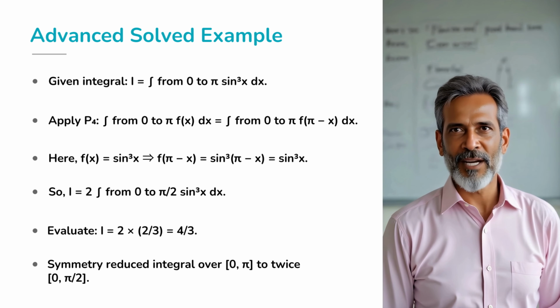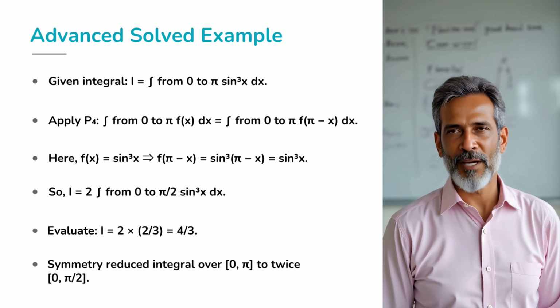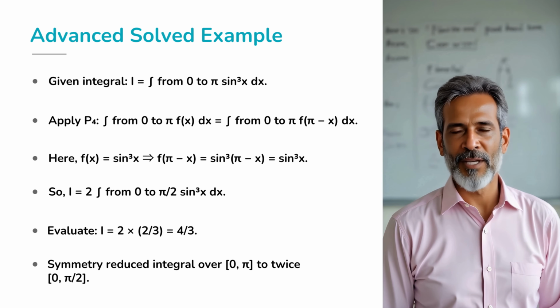So we can write I equals 2 times the integral from 0 to pi by 2 of sin³x dx. Now the integral of sin³x dx from 0 to pi by 2 equals 2 by 3. Multiply by 2, we get 4 by 3. So the value of the integral is 4 divided by 3. And you can see symmetry cut the work in half.